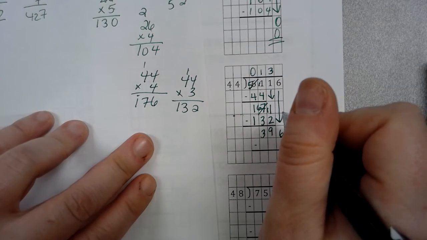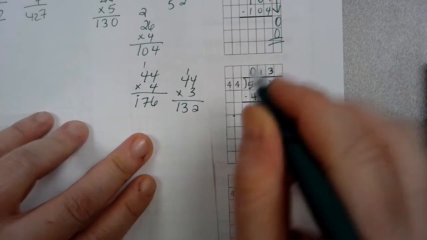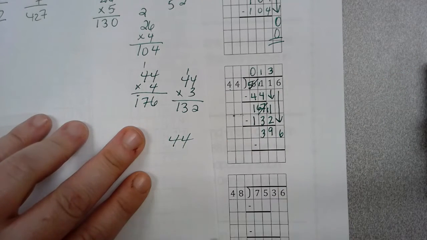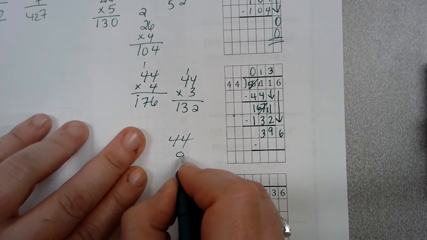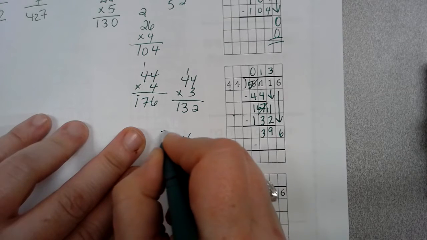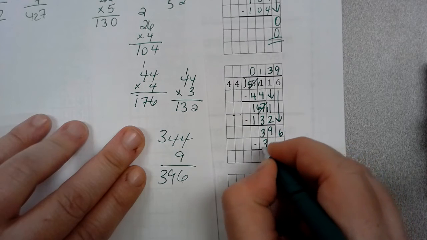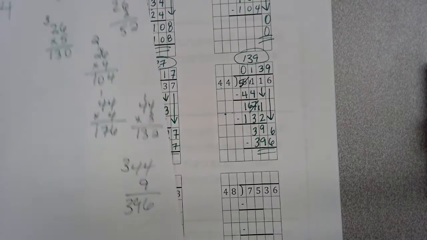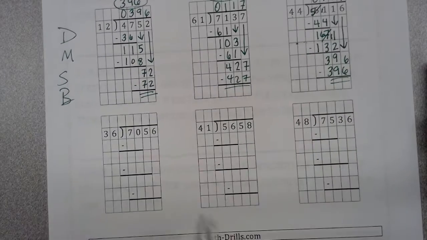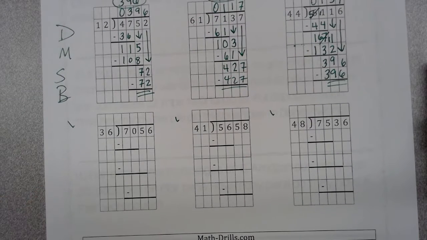So how many times will 44 go into 396? So I know that 4 times 9 is 36, and that's pretty close to 39. There we go. All right, so what I want you to do right now, or after the video's over with, you are going to do the last 3. All right? Don't worry about it. Just take your time.